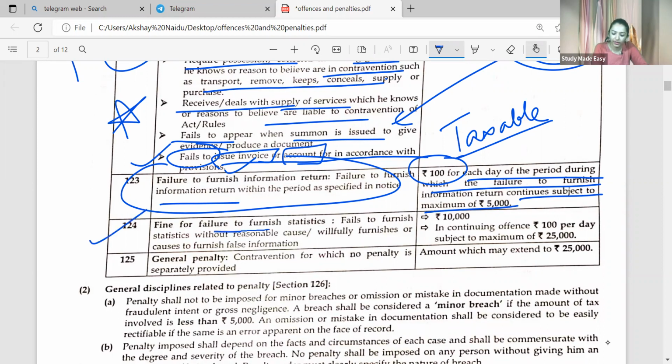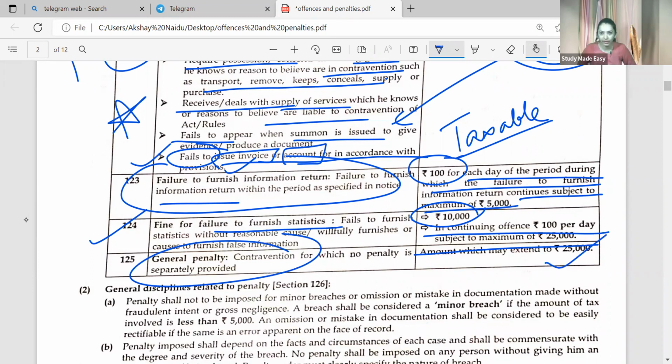Fine or failure to furnish statistics. अब कभी स्टैटिस्टिक वाला वर्ड आ जाए, they ask that without any reason, no reasonable cause, you have failed to give us the statistics that we wanted. बैंक से ले सकते हैं, they can ask from insurance company, anywhere they want statistics they can take. And if you fail to give that, it is 10,000 and 100 rupees per day, maximum 25,000. And when there is a contravention, no penalty specified, general penalty would be 25,000.